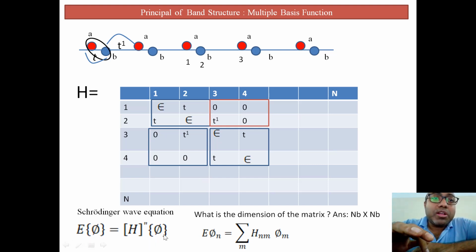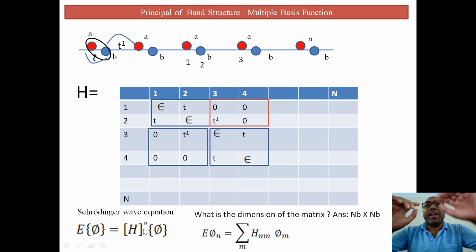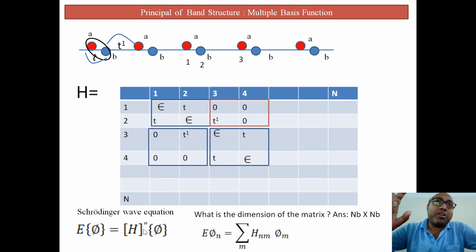We have the Schrodinger wave expression, E phi is equal to H phi. Now if you have n number of atoms, that's what I'm telling. It should be clear now. If you have n number of atoms and b number of basis functions, what is the dimension of the H matrix? It is nb by nb, right? Now what is our idea? The idea is that you have a matrix expression that needs to be converted to a summation expression, right?